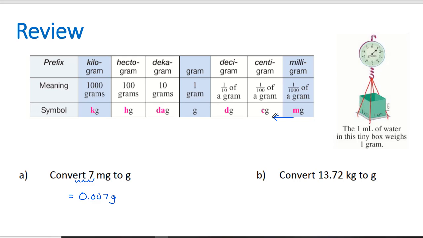And when we are going from kilograms to grams, we're going to the right 3 decimal places. So we'll be adding 1 zero at the end. This will be 13,720 grams.